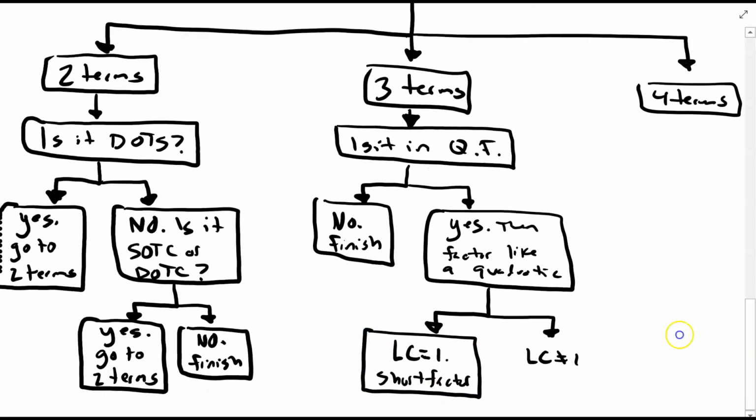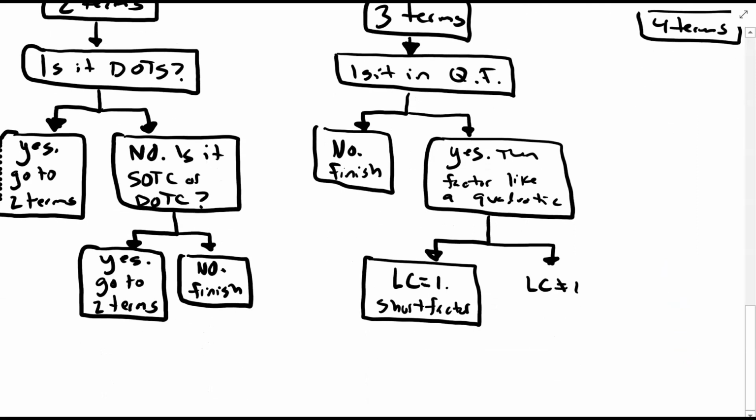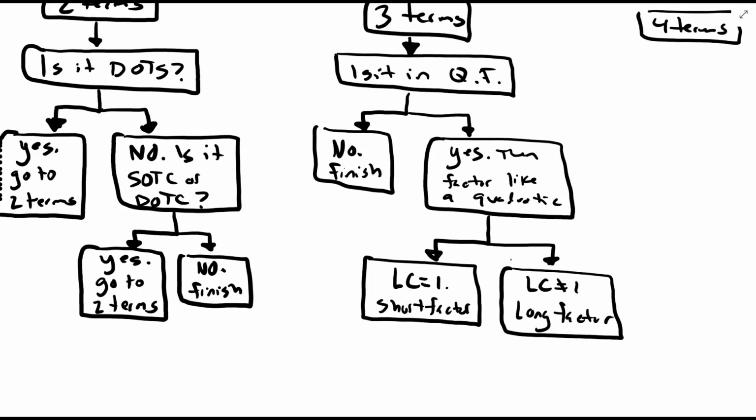So if the leading coefficient is 1, we can do that short factoring technique where we need to find the two things that multiply to give us the constant term and add to give us the middle term. And if the leading coefficient wasn't 1, then we had to do that long factoring where we had to find the two numbers that multiplied to give us the leading coefficient times the constant term and added to give us the middle term. And then we broke the middle term up using those two numbers and then did factoring by grouping.